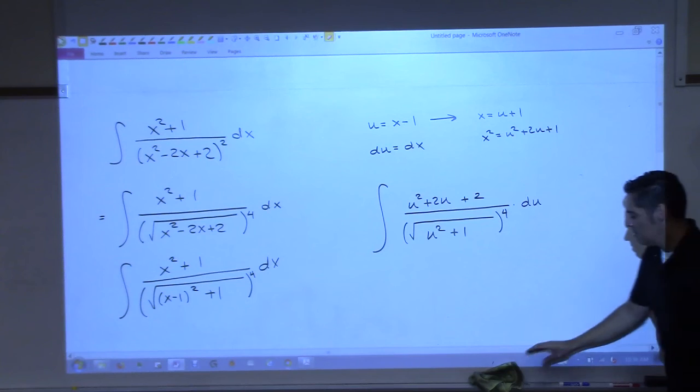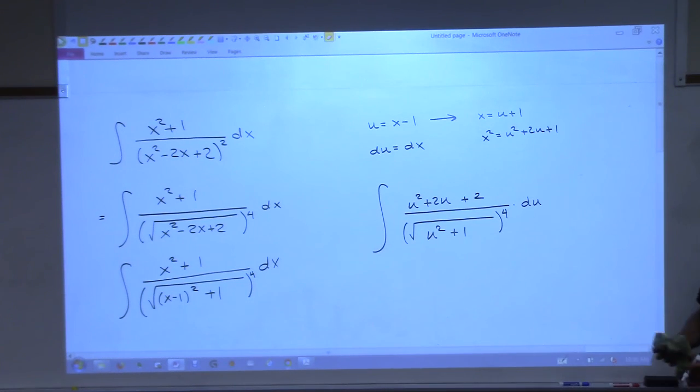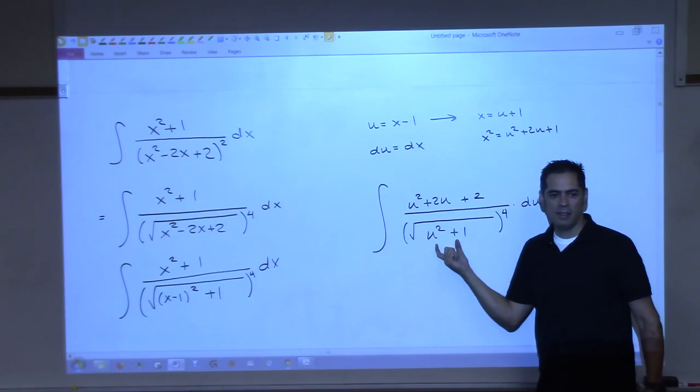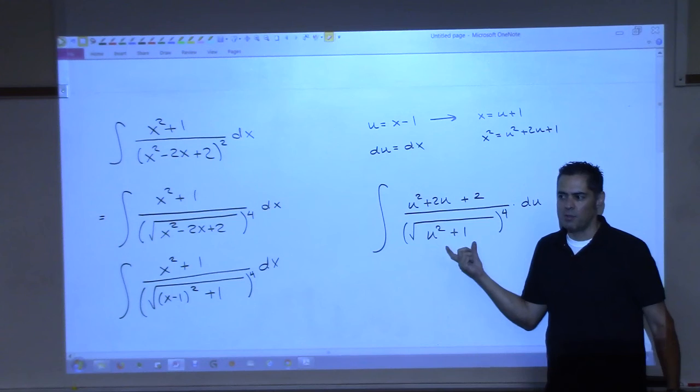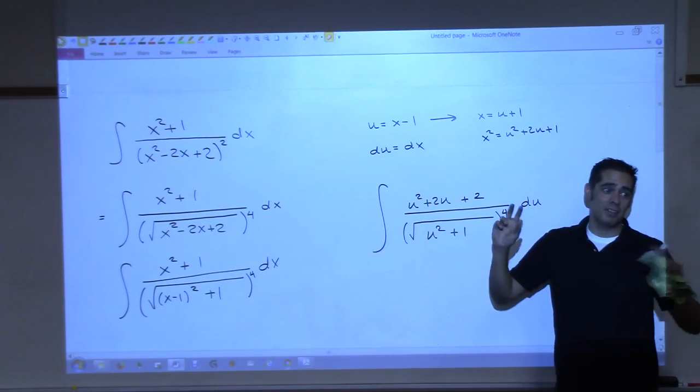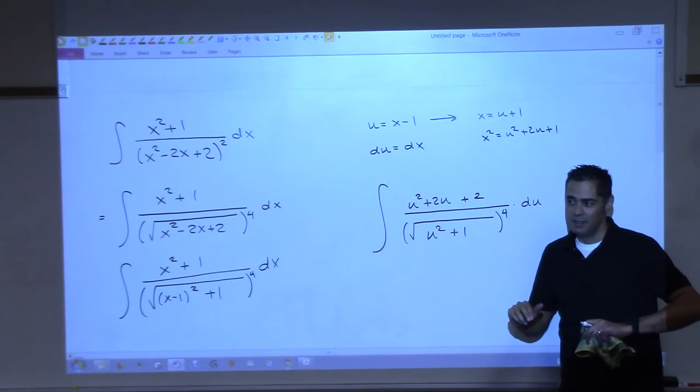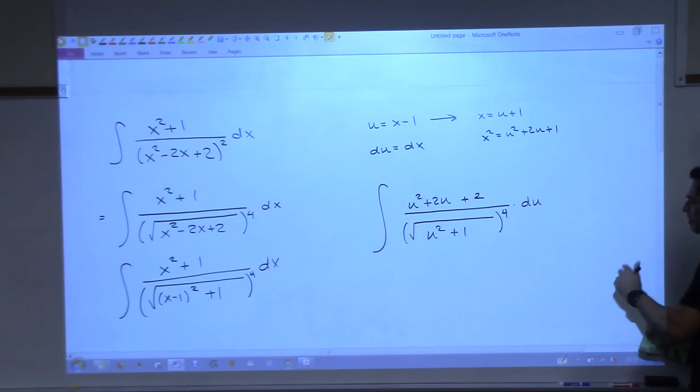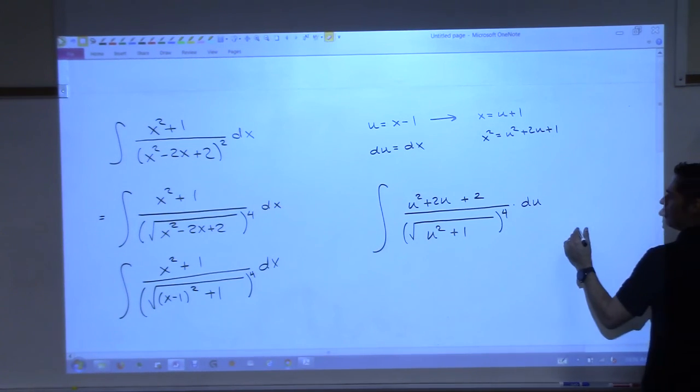Oh, this is life in Cal 2. All right, we're ready for a trig sub now. Because look, you see it? That's basically x squared plus a squared. But we're using u's now instead of x's. So here we go with the trig sub, and I have 3 minutes. I'm sure we're going to do it.